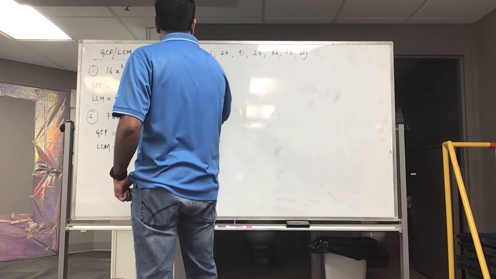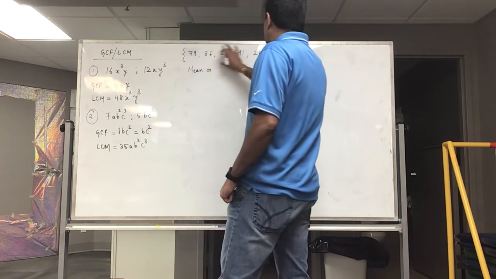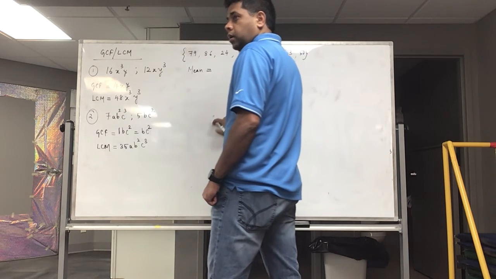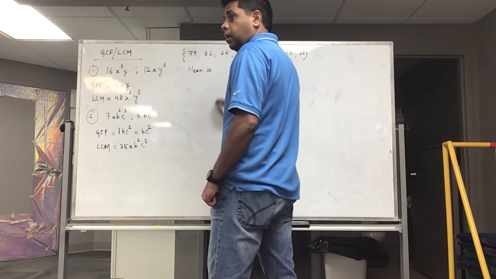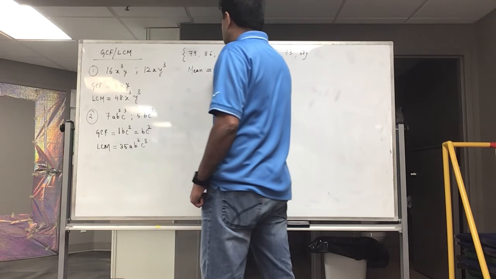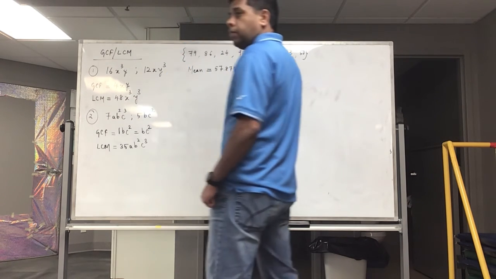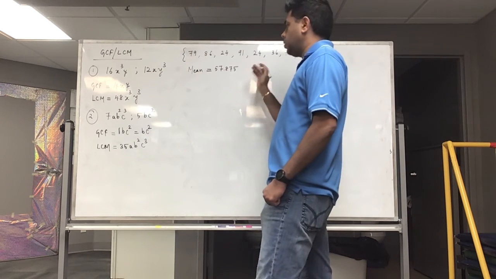What did you guys get for the mean? You add all the numbers and divide by 8. Average? Oh no, 57.875. Okay. You guys got that? Right? It's simple, right? Okay.